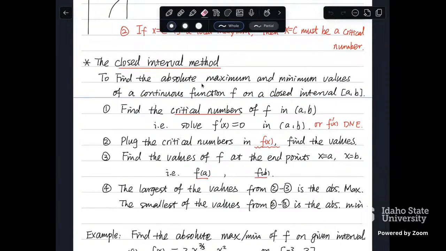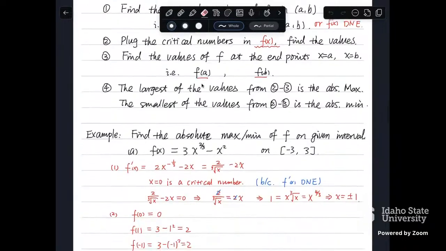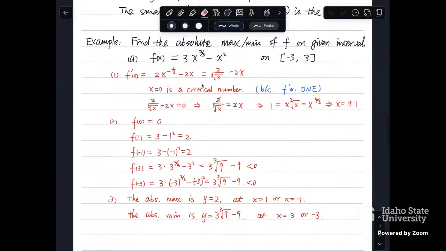So you need to figure out the function value at the endpoints. Then for all those function values we obtained from these two steps, we can identify which one is the maximum and which one is the minimum. That's basically what we call the closed interval method. And we did this example last time, right?